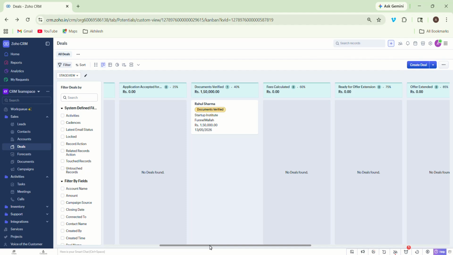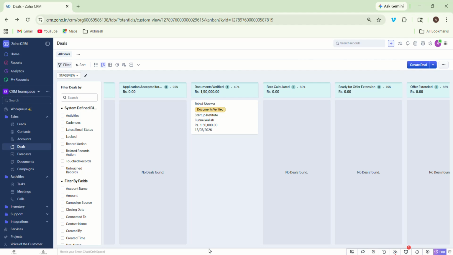Third, the forecasting. Every stage represents probability. Zoho generates a revenue forecast automatically. I have used this forecast to make decisions about hiring, market spend, and the operational capacity. When your forecast says 40 admissions are going to close this month, okay, you staff accordingly. When it says 15 admissions this month, you adjust.